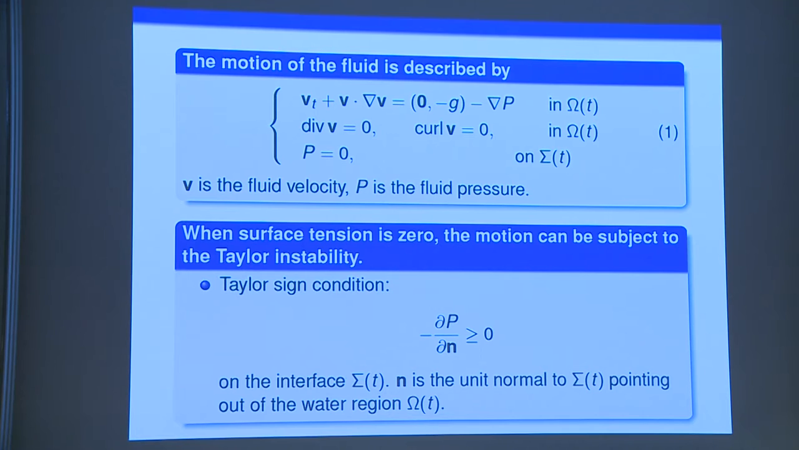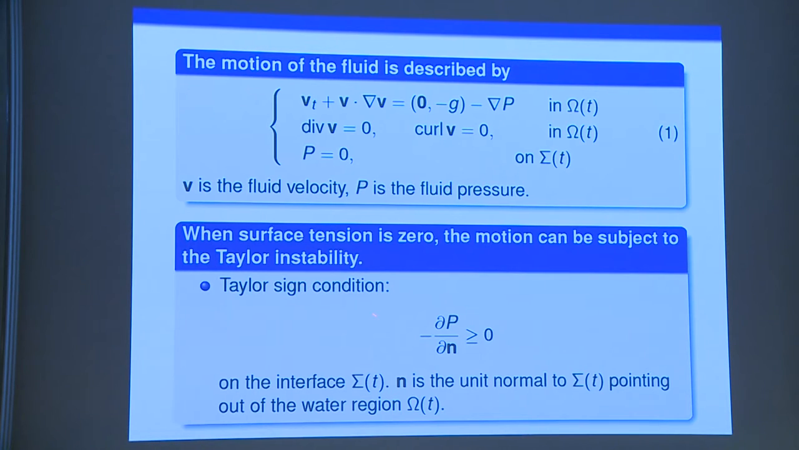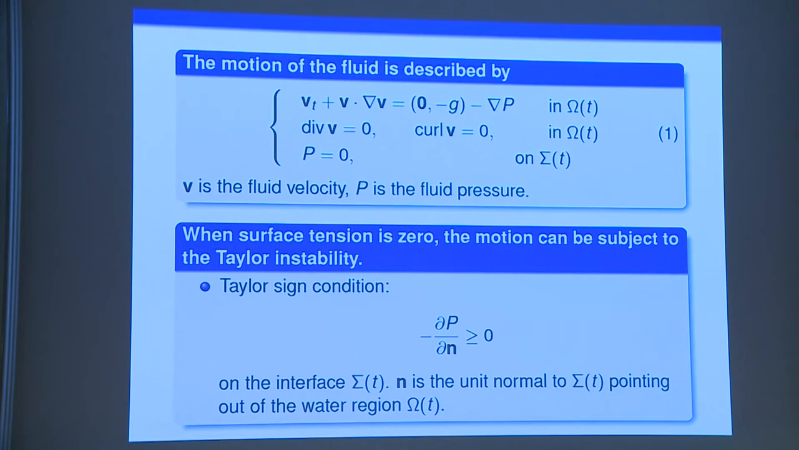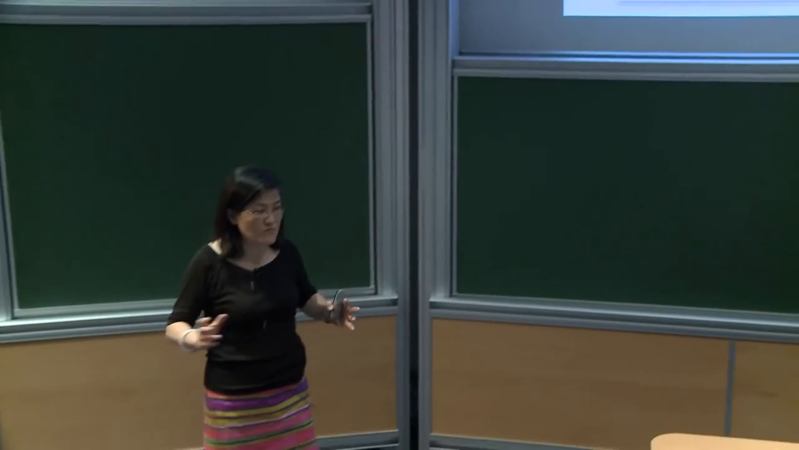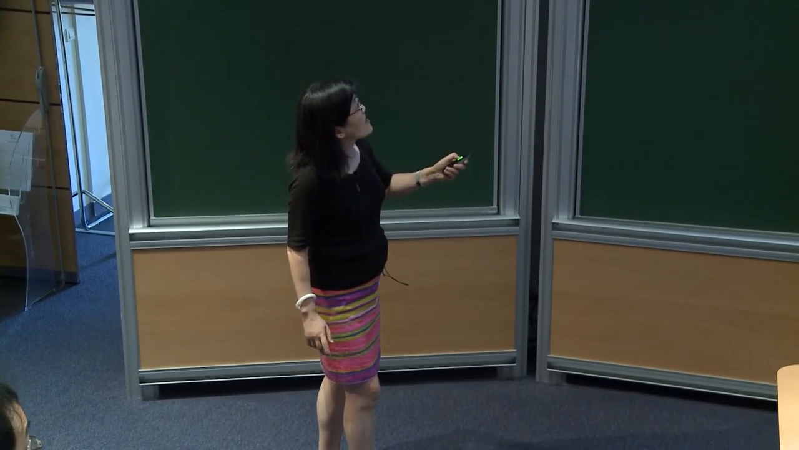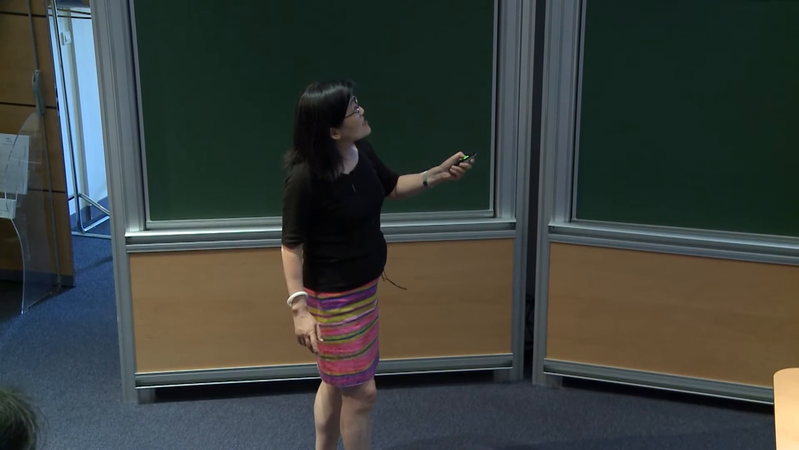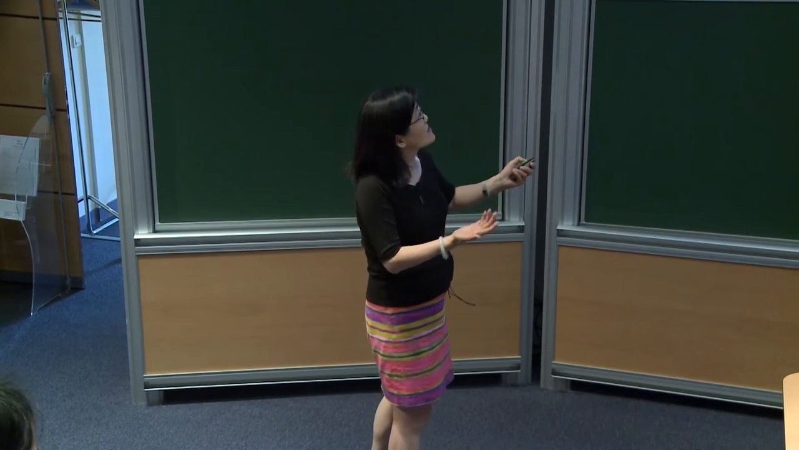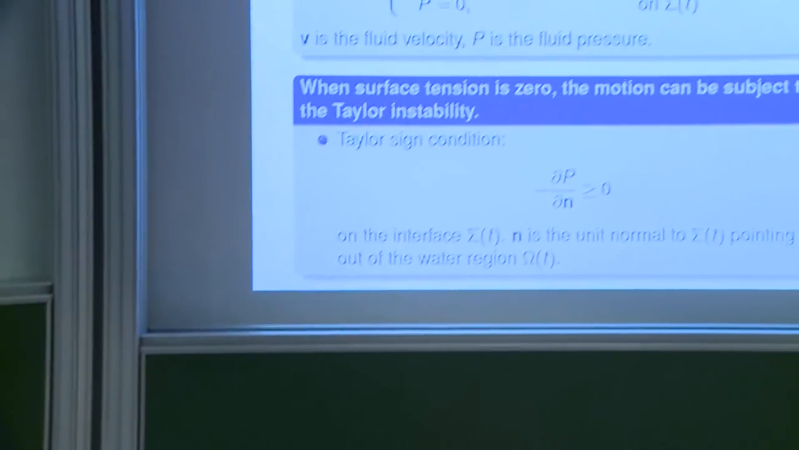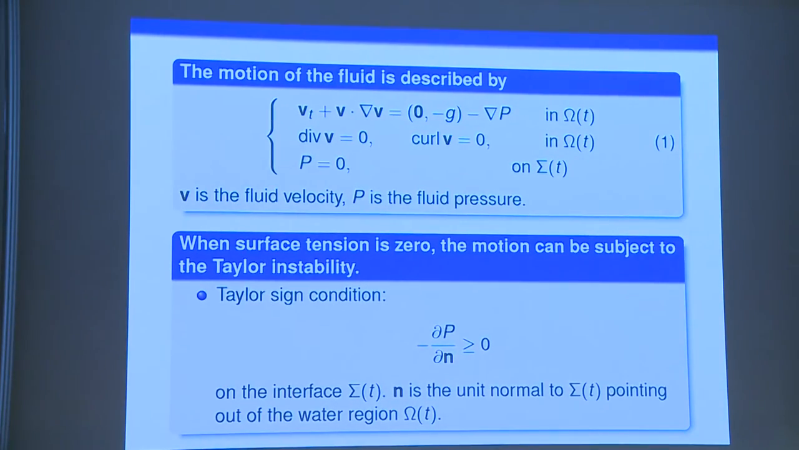Now for this type of problem, there's an important sign condition called the Taylor sign condition, which was discovered by G.I. Taylor around 1949. Basically it says that the pressure has to be increasing in the inward normal direction. Because if it's decreasing, then there's a force that rips open the fluid and bubbles will form. Then, of course, this formulation will not hold anymore, because we are assuming that the domain is initially fixed, and new boundaries would form inside the domain. So this problem is no longer well posed. So this is an important assumption.